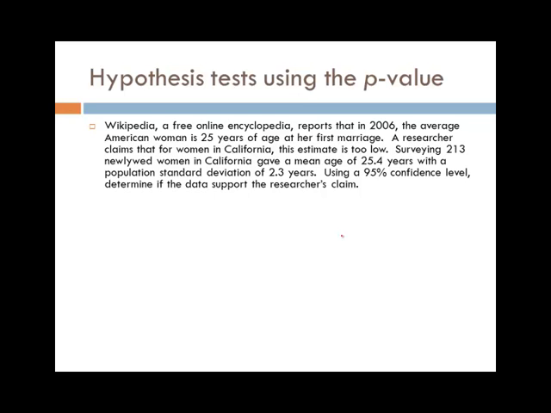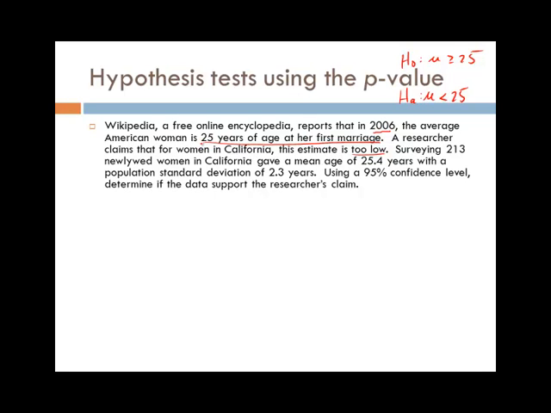So Wikipedia reports that in 2006, the average American woman is 25 years of age at her first marriage. A researcher claims that for women in California, this estimate is too low. So the claim here would be that the average age is less than 25. The null would be that it's not less than 25, or at least 25 years of age.